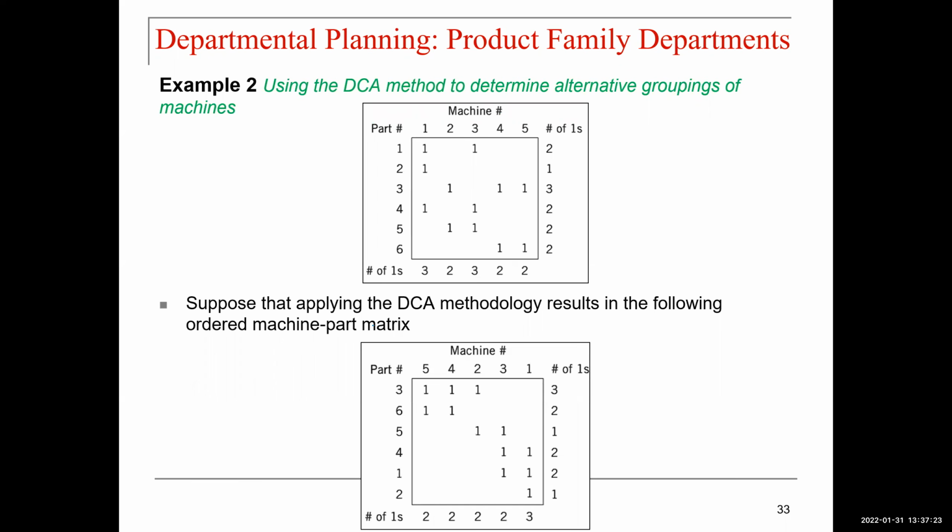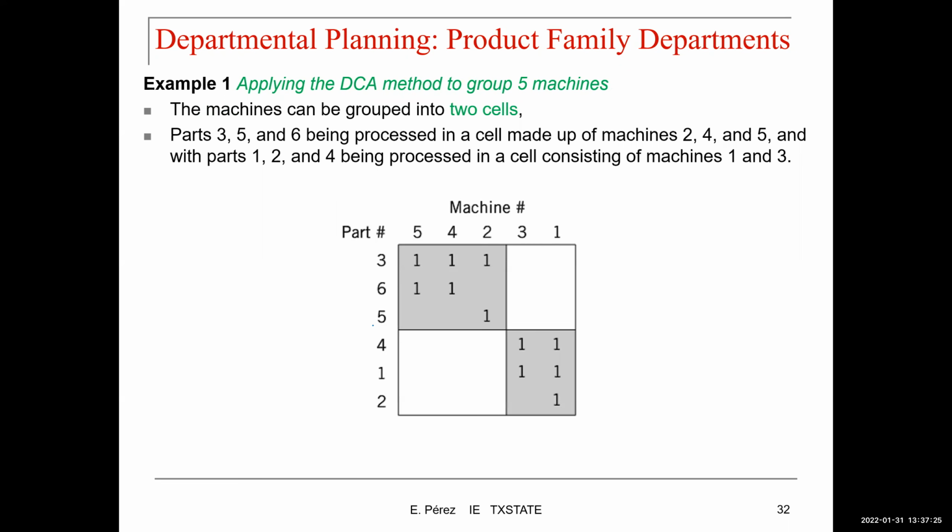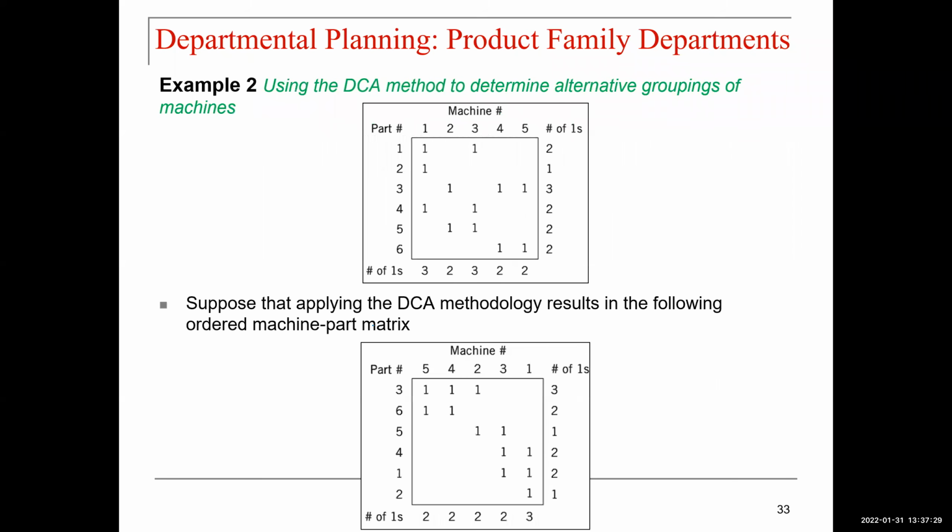But that's not the case always. Okay, this is a very good example because we can find a good solution. Here's example number 2. Suppose that applying the DCA algorithm, this is the original matrix. We have 1, 2, 3, 4, 5 machines and 6 parts. So we go through the same process for example 2. And this is the final product after applying the DCA algorithm, the direct clustering algorithm.